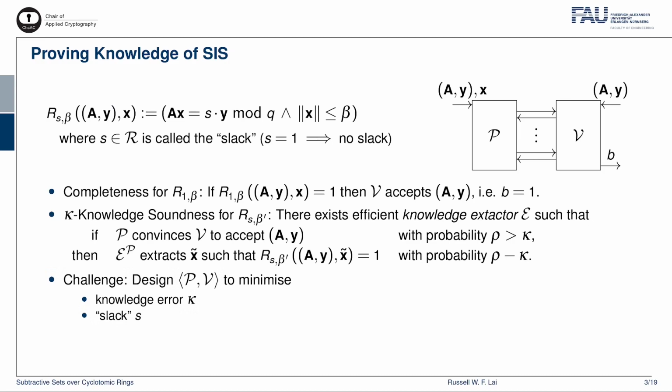A recurring challenge when designing argument systems for the SIS relation is to design the prover and the verifier such that the knowledge error kappa and the slack s are both minimized. Of course, one would also like to minimize the difference between beta prime and beta, which we call the stretch in this work, but I will not go into detail in this talk.